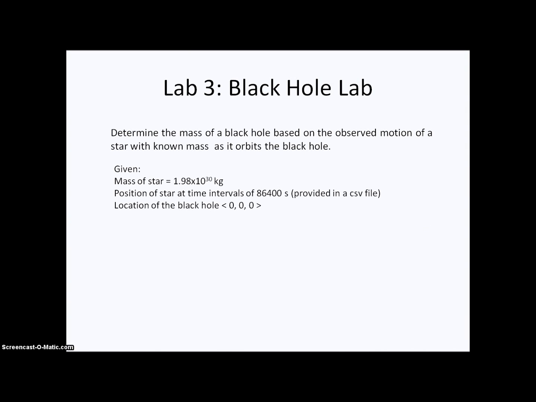Here's what we know. The mass of the star is 1.98 times 10 to the 30 kilograms. We have a CSV file that lists the position of the star at time intervals of 86,400 seconds. We know that the location of the black hole is at the origin, 0, 0, 0. We will assume that the net force on the system, in this case the star, is due solely to the gravitational force of the black hole. Our goal is to find the mass of the black hole.